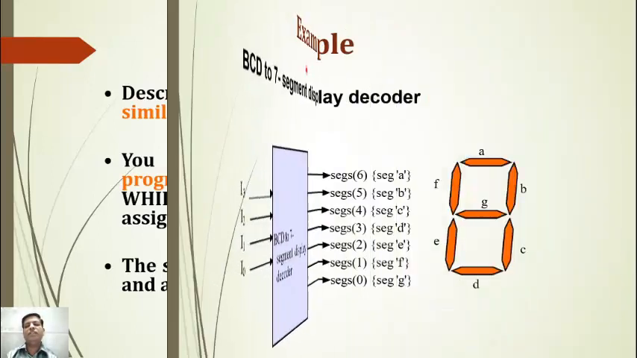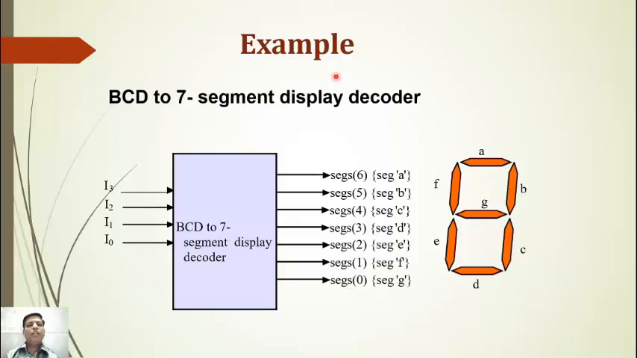Here we are going to consider one more example to study the architecture. We have taken one example, the BCD to 7 segment display decoder. In this BCD to 7 segment display decoder, there are 4 inputs and 7 outputs, that is segment A to segment G: A, B, C, D, E, F, G. These are the 7 segments.